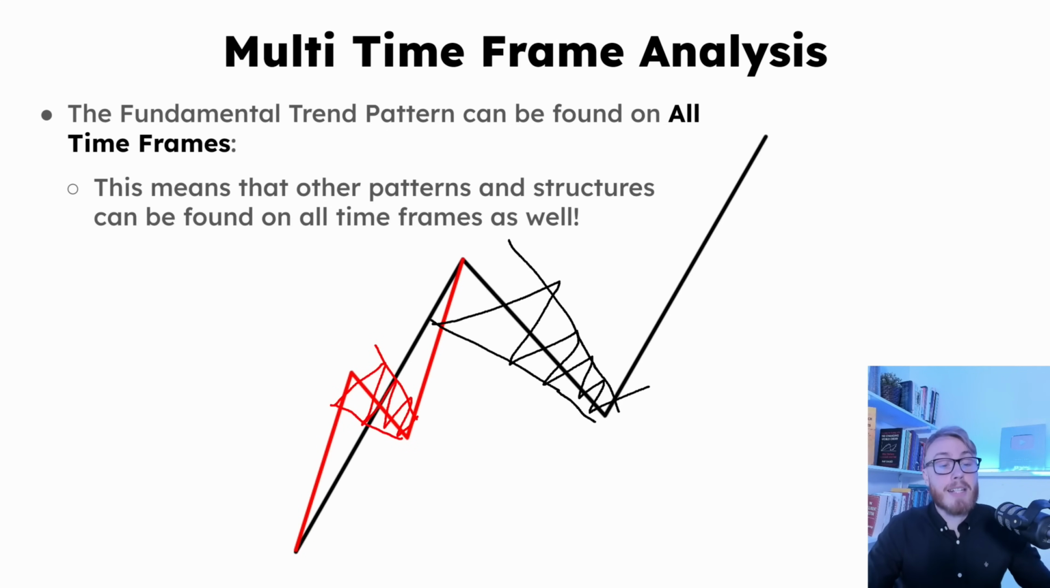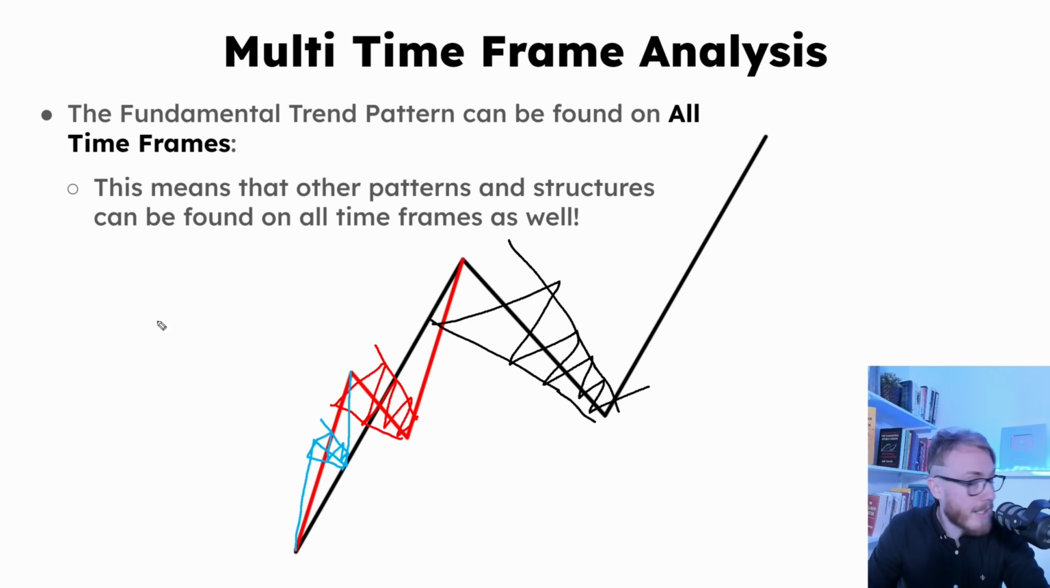And let's actually imagine right now that we zoom in even further. So the red line here, remember, was a 1 hour time frame, but let's say that we zoom into maybe the 5-minute time frame or something. You'll notice that this impulsive move of the red line right here can actually also be a fundamental trend pattern. And for example, this pullback right here could also be a wedge.